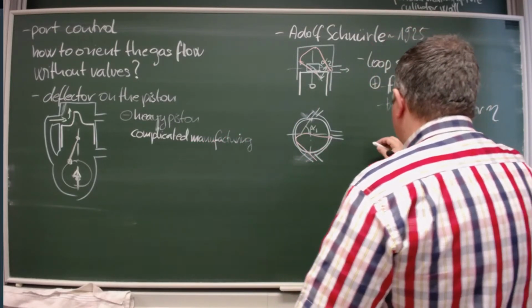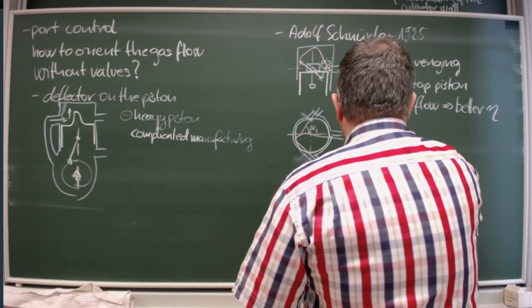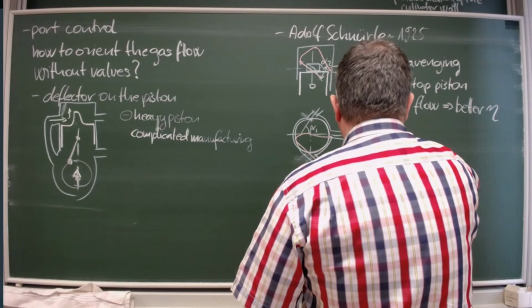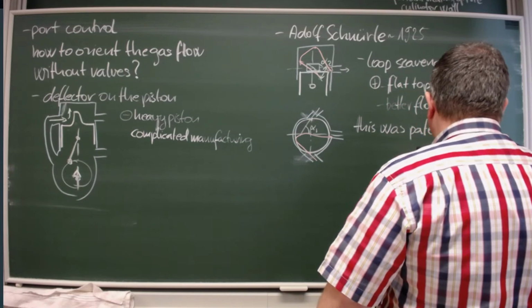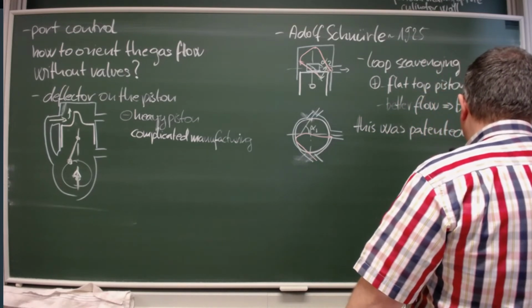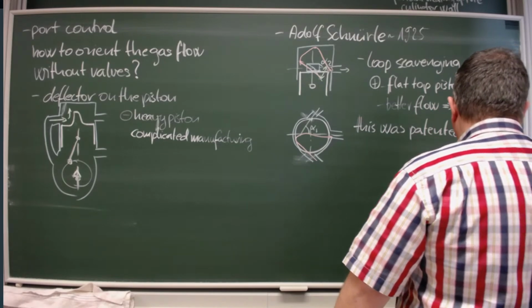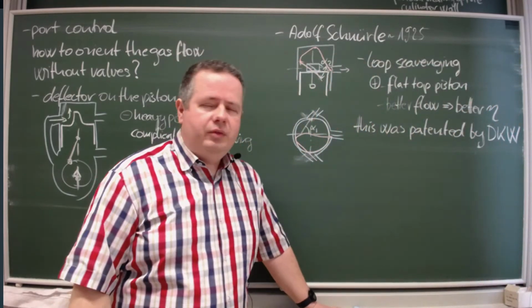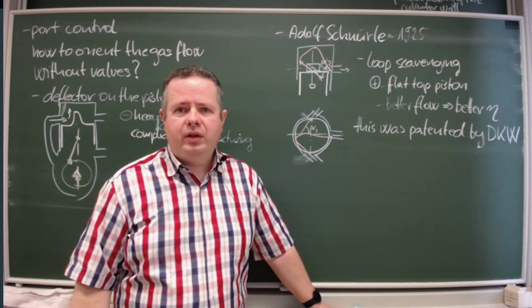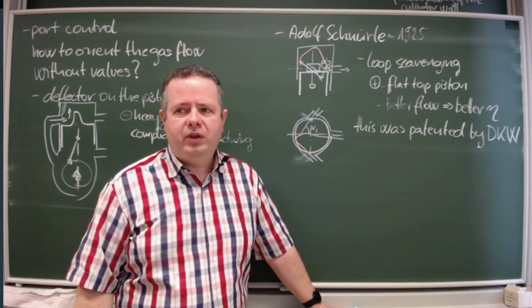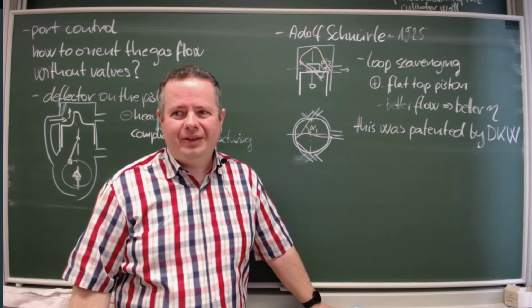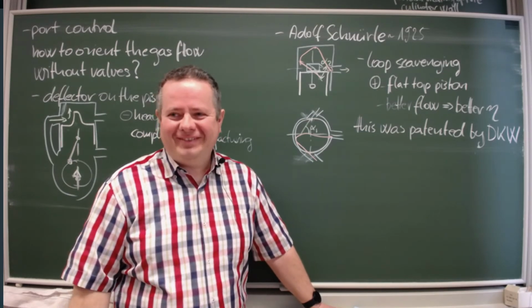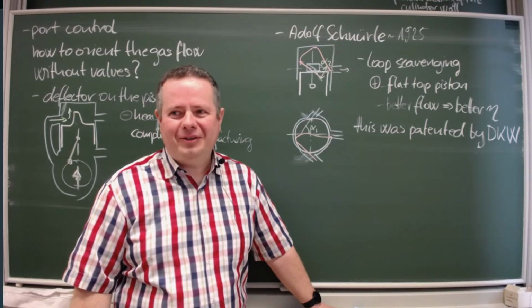This was patented by the so-called DKW company. This was a German motorbike and automobile company, which is a part of what is known today as Audi. You get the four circles of Audi. This is one circle of Audi. So the first Audi was a two-stroke engined car.